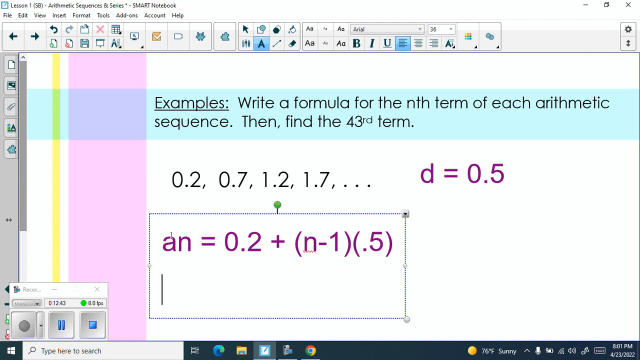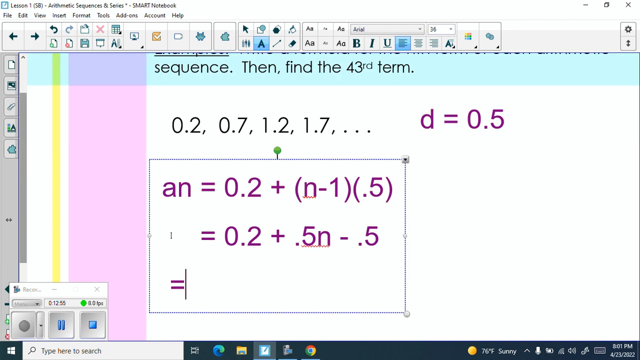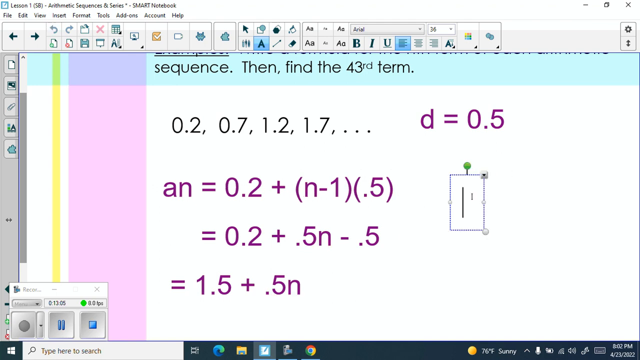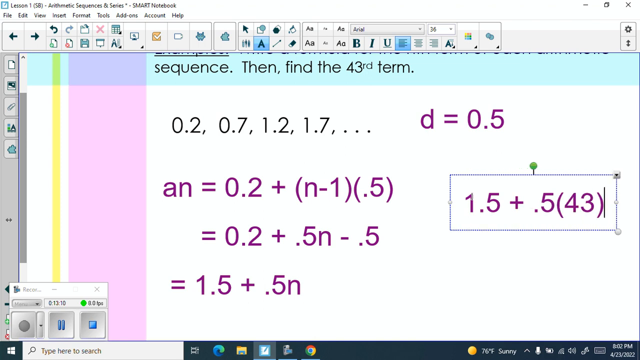I can again distribute that 0.5 through, and I would have 0.2 plus 0.5n minus 0.5. And of course, 0.2 minus 0.5 is -0.3, so it's -0.3 plus 0.5n. So there's my formula, and then for my 43rd term, I would have to do -0.3 plus 0.5 times 43. So 43 times 0.5, and then we subtract 0.3, we'll get a total of 21.2.